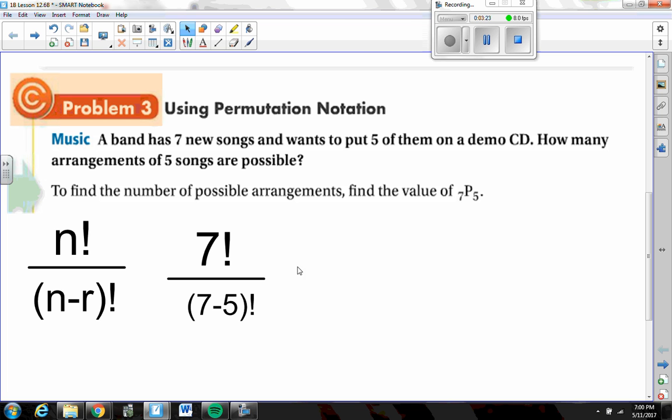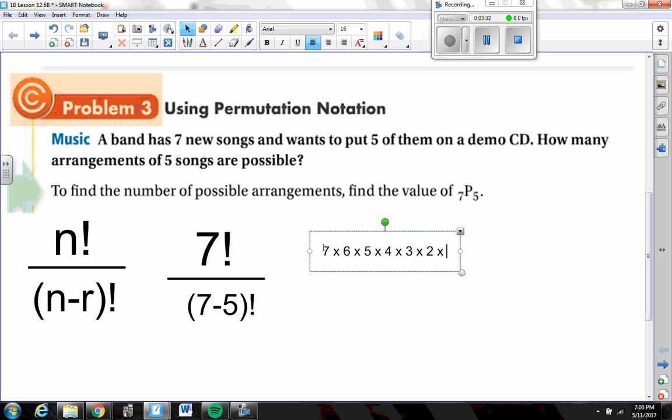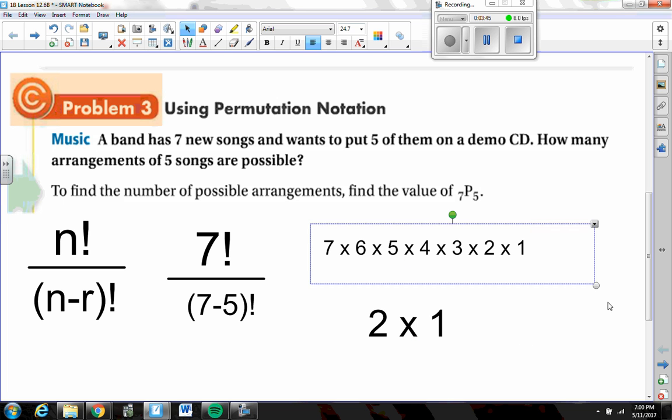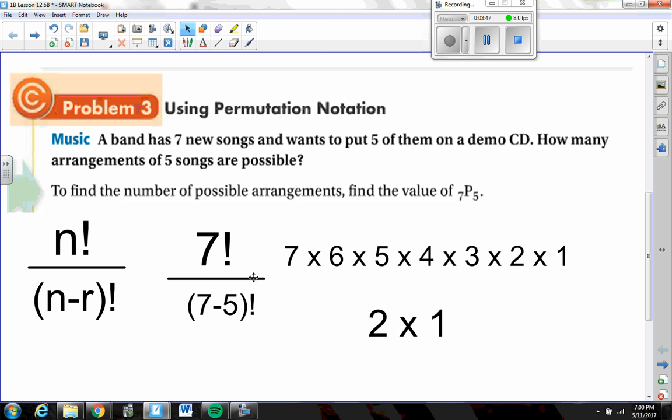Right, here's what that looks like. The top is 7 times 6 times 5 times 4 times 3 times 2 times 1. That's the top of the fraction. That's 7 factorial. The bottom of the fraction, 7 minus 5 is 2. 2 factorial is really just 2 times 1. That's it. Done. So I now have this as my equation for how many different ways this band can create a 5-song demo CD.